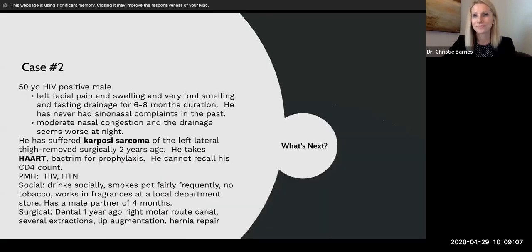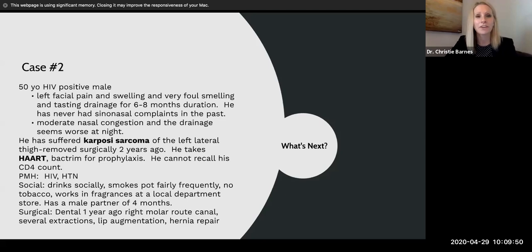Okay. We'll move on to our next case. So this was a very pleasant 50-year-old gentleman who was HIV positive, coincidentally. He had developed unilateral facial pain and swelling that had been going on for over 6-8 months in duration. And then he also had this very foul-smelling, foul-tasting drainage. And the poor gentleman worked at a perfume counter at the local department store, and he really couldn't weigh in on the smell and help guide his clients with their purchases. So it was cumbersome for him.